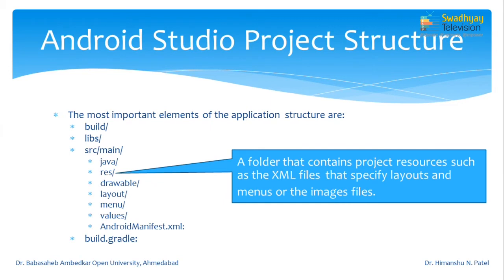Next is res. A resource is a folder that contains project resources. Resources are normally stored as XML files, which may be layout, menu or images. So everything you will store as XML in Android resources. So Android resources are specified by XML file and they are stored inside resource folder.